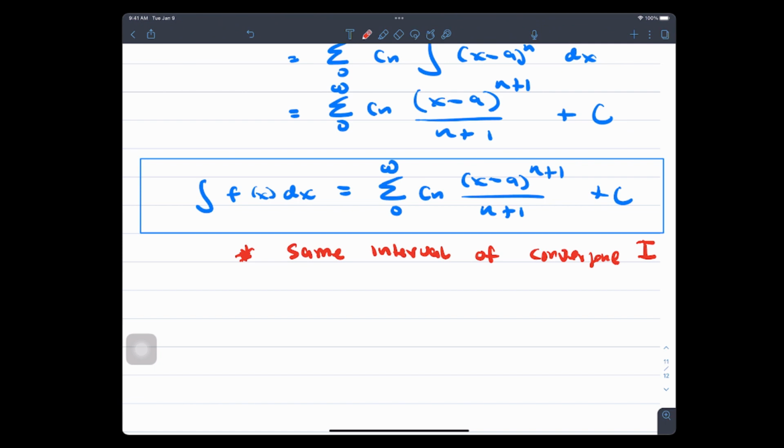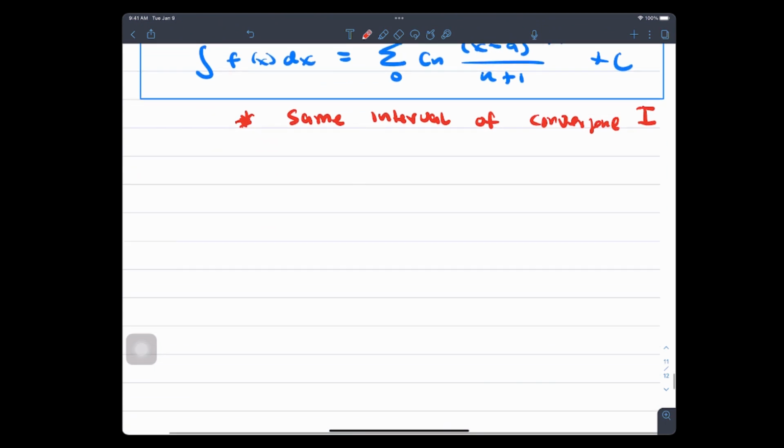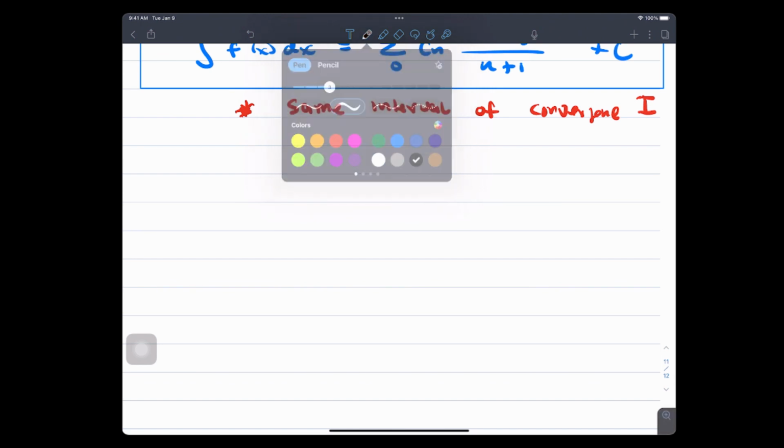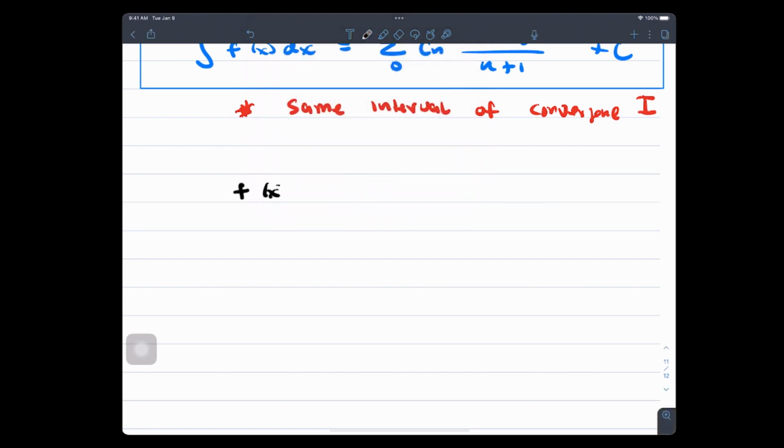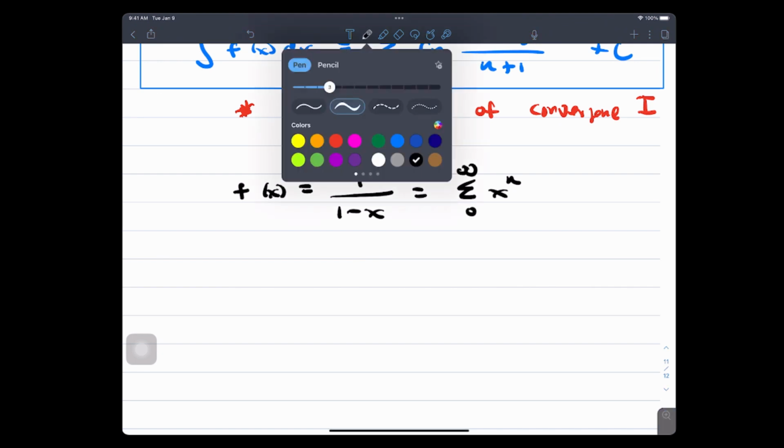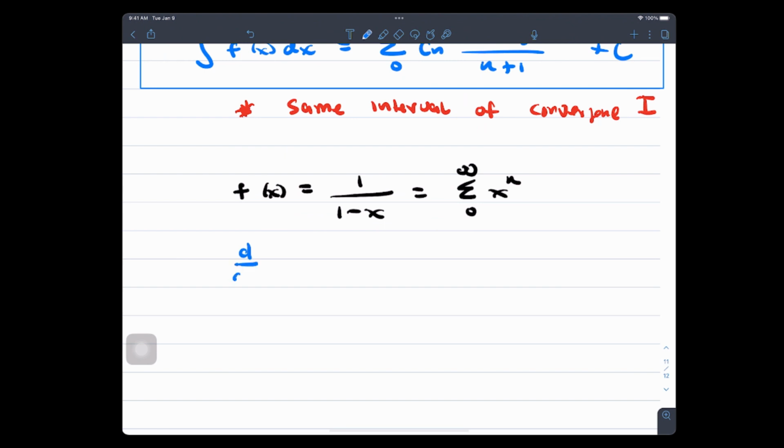Okay? So you might say, well, why are they bringing this point up? Because remember this series here, f of x is 1 over 1 minus x, which we wrote as how? The sum of x to the n from 0 to infinity. Well, I can differentiate that function.